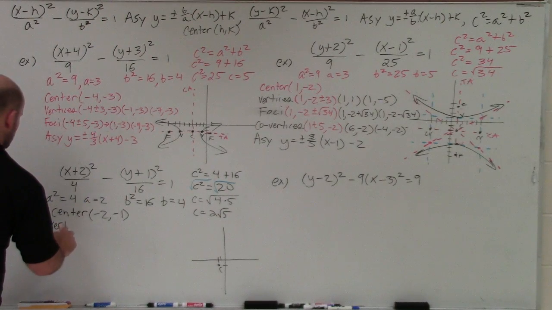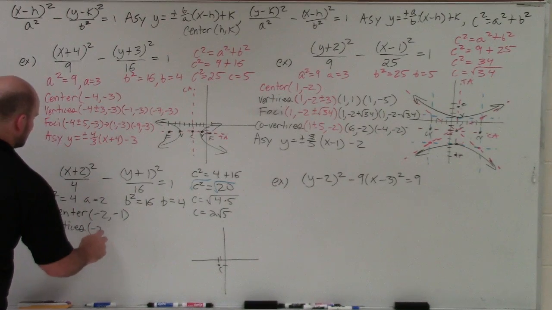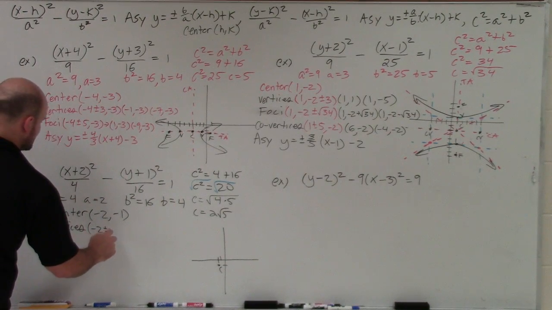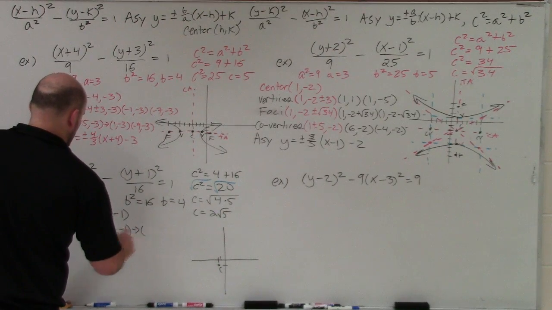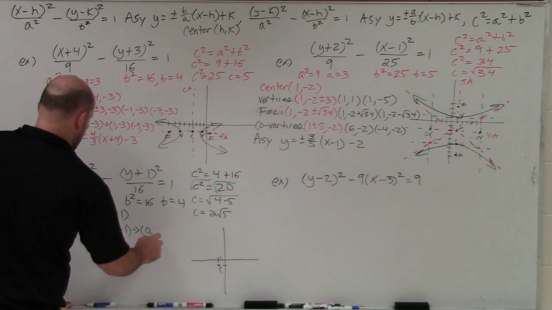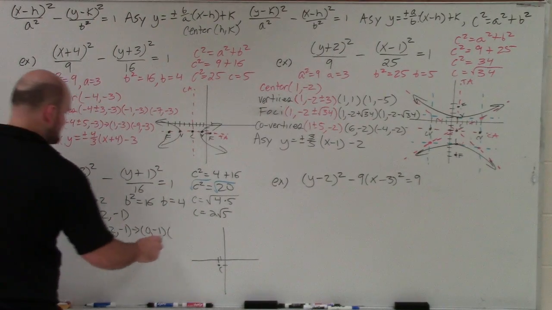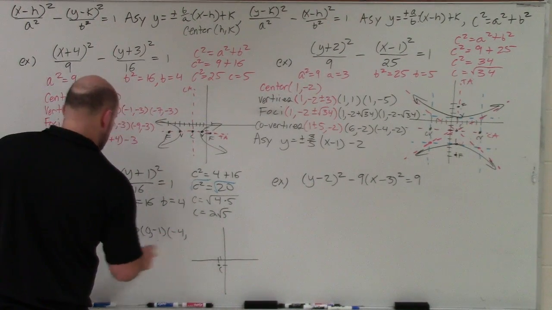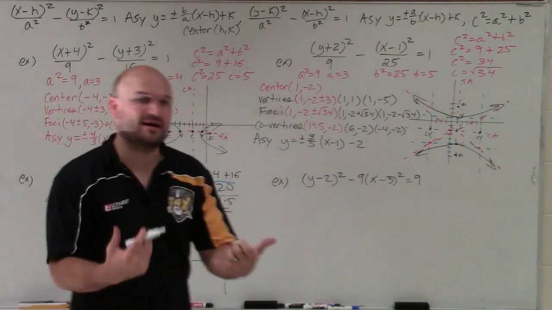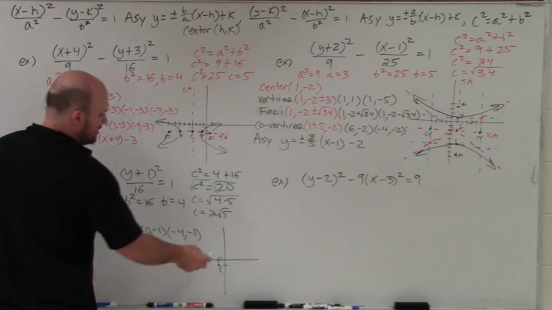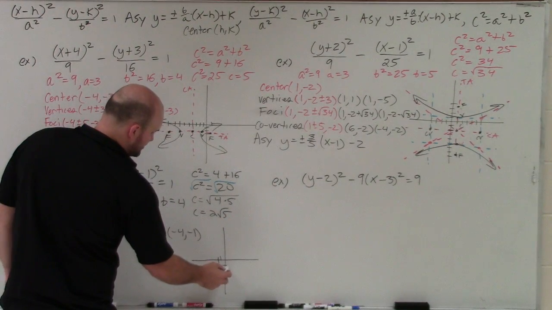So to find my vertices, it's going to be negative 2 plus or minus a, which in this case is 2, comma negative 1. That gives me negative 2 plus 2 is 0, comma negative 1. And negative 2 minus 2, which is negative 4, comma negative 1. Now, when graphing my vertices, though, if I want to plot them on a graph, I just think it's much easier to go from the center, a to the left, a to the right. So 1, 2, 3.